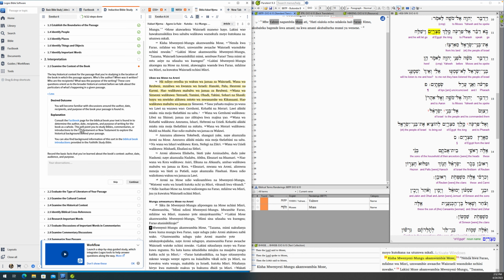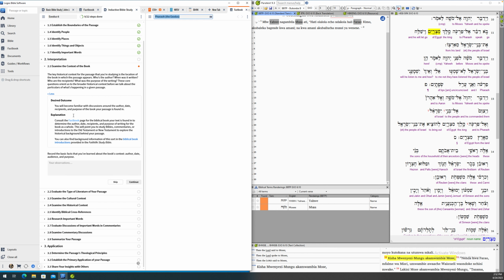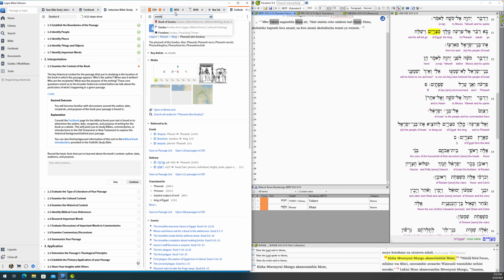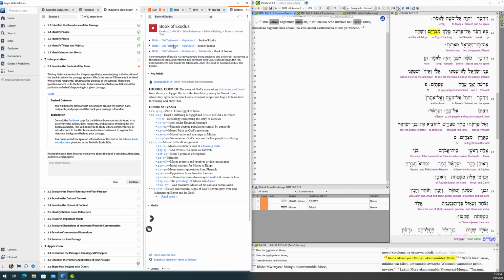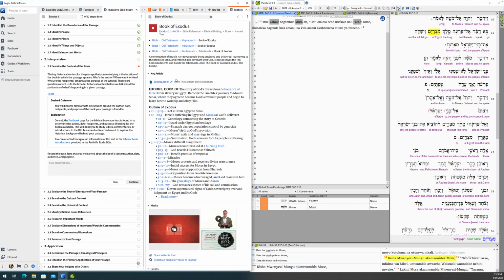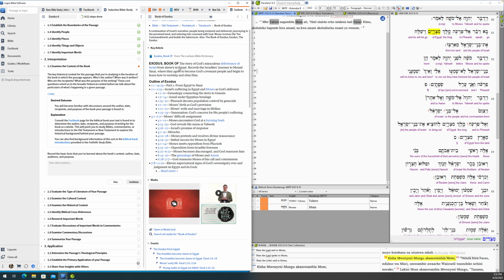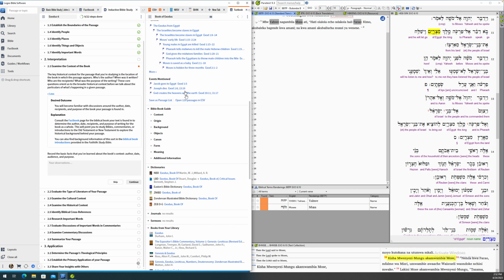So if you don't know these things, you can look in the fact book. So it says you can look in the fact book. So if you go to the fact book, you can type Exodus, Book of Exodus, and it'll tell you a lot of these things here. Okay.